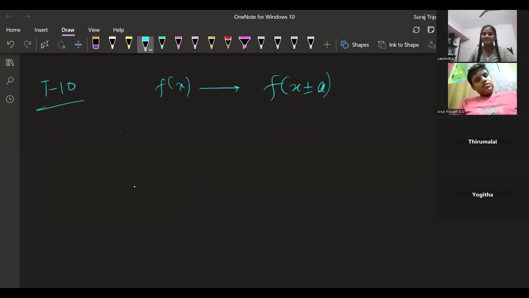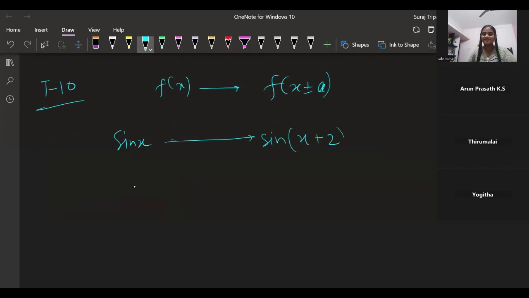So suppose we have graph sin x. Sir, your voice is breaking, sir.